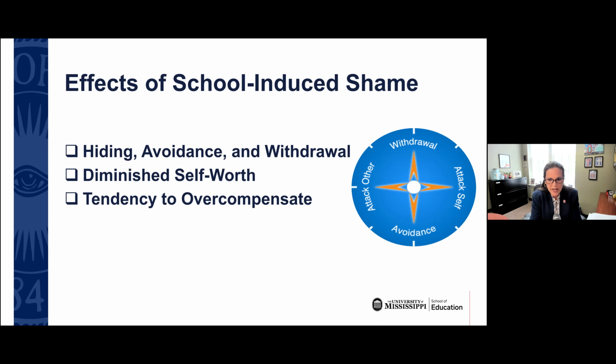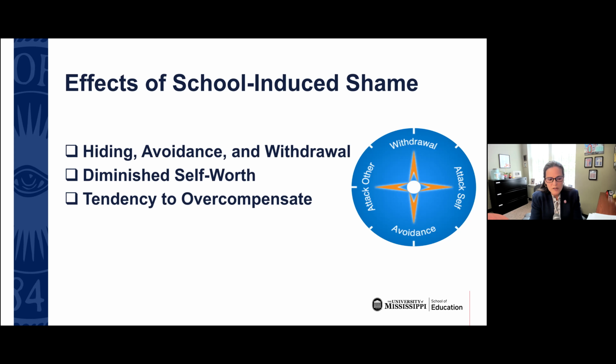And you see this direct connection between Nathanson's pathways of shame, or compass of shame, and these reports from the students. They hide, they avoid what it is that's causing them the shame, and they withdraw from the situation. Diminished self-worth: a lot of the participants in my studies have talked about a feeling of diminished self-worth, and not feeling good about themselves, and not feeling that they're worthy.